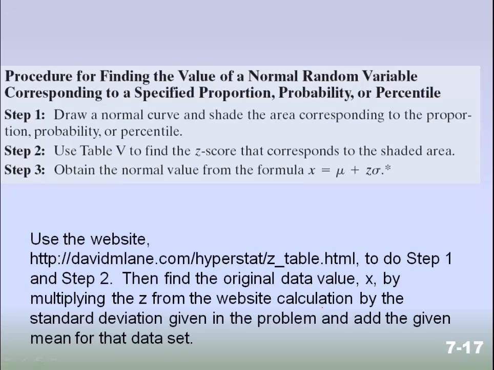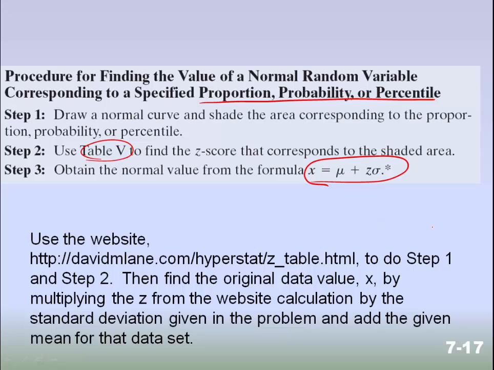The procedure for finding the value of a normal random variable corresponding to a specific proportion, probability, or percentile, and all of these are interpreted as the area under the curve, is to first draw a normal curve and shade the area corresponding to the appropriate proportion, probability, or percentile. Then it says to use a table, but we're not going to do that, to find the z-score that corresponds to the shaded area. And then once you find the z-score, you have a formula for changing a z-score back into an x value, back into a data value.